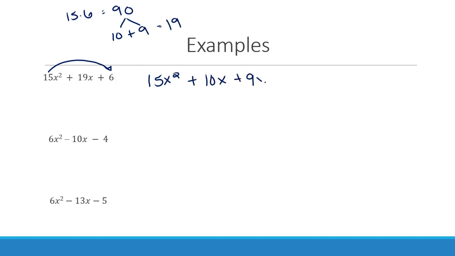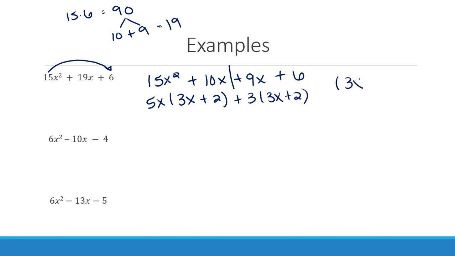I take 10 and 9 and I plug them in for 19. So I rewrite this equation as 15x squared plus 10x plus 9x plus 6, split it down the middle. I can take out a 5x, which leaves me with 3x plus 2. I can take out a 3 between these two, which lo and behold leaves me 3x plus 2. So I can rewrite this as 3x plus 2 times 5x plus 3.